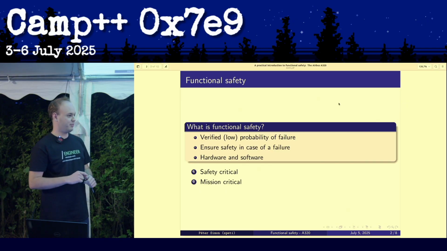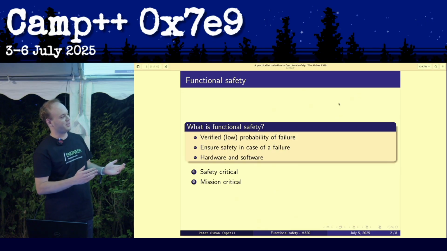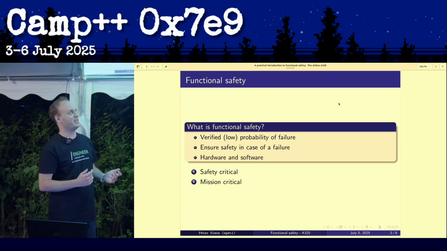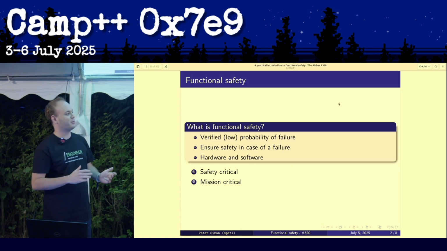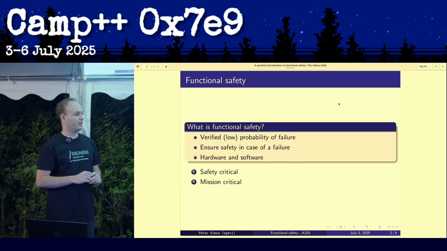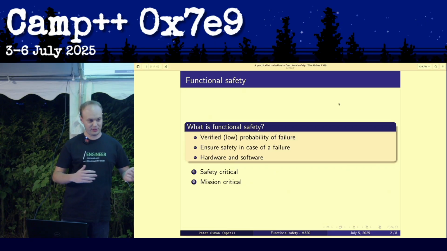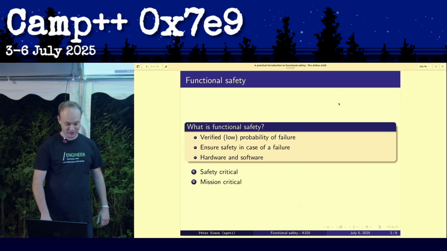However, if you want to make a flight control system for an aircraft, you can't just stop in the air. So there's no safe state in that case. You need to continue some kind of operation, either fully functional or reduced operation, in case of a failure. And that is what a mission critical system is.